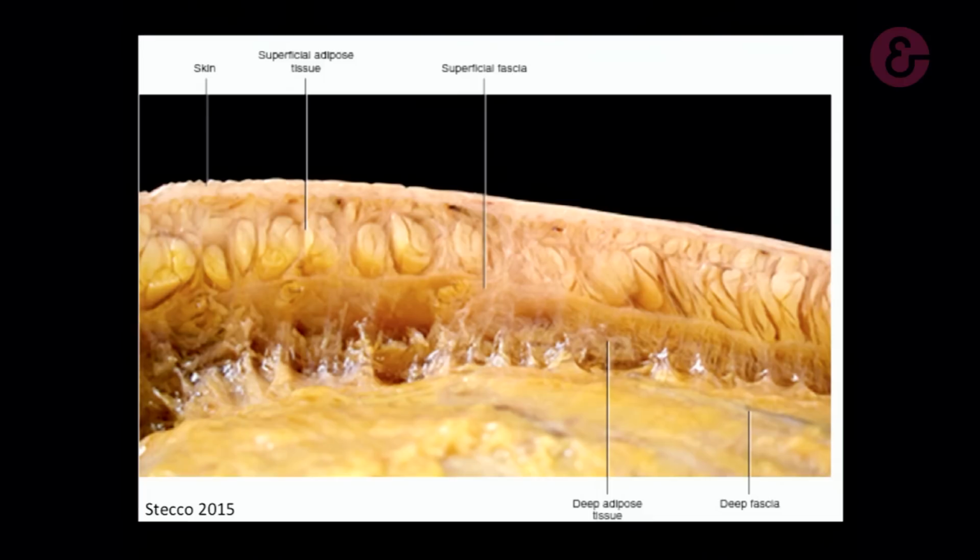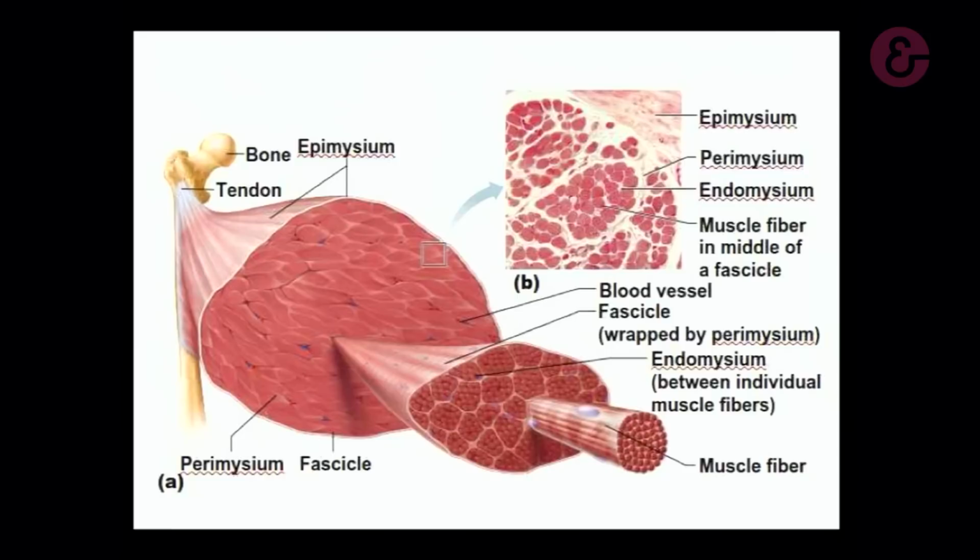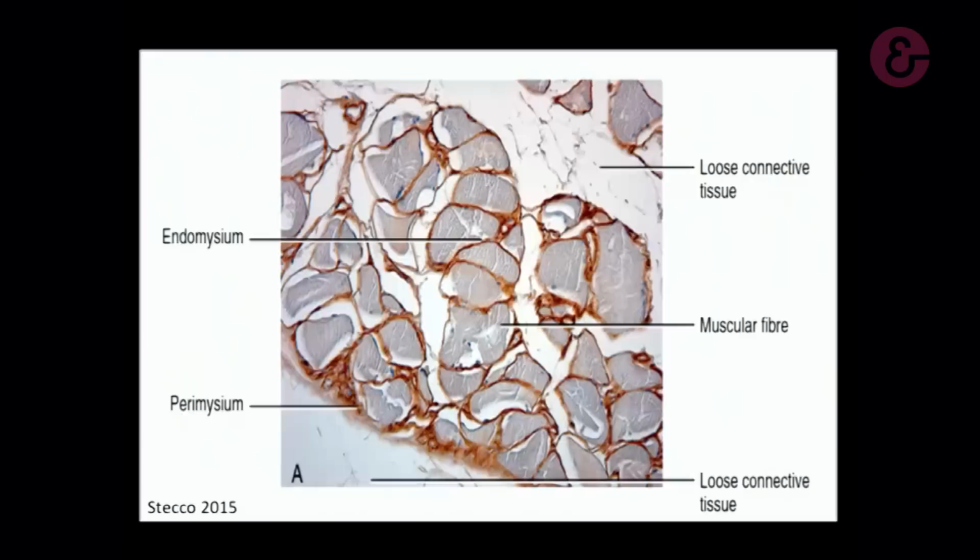I just continue. Everybody has learned images like this, no? So you have the endomysium. The fascicle is surrounded and wrapped in the perimysium, and the muscle is in the epimysium. And here you see the same structures as well. Here there's an electron image of the muscle fibers, the endomysium, the loose connective tissue, and the perimysium.